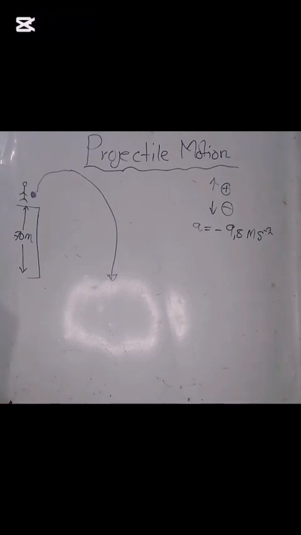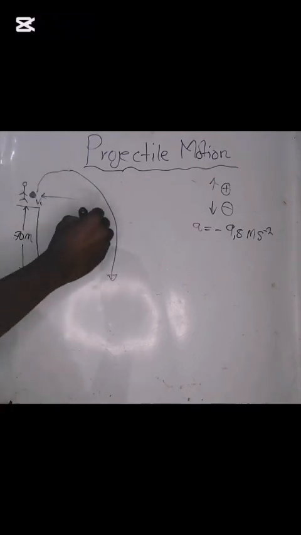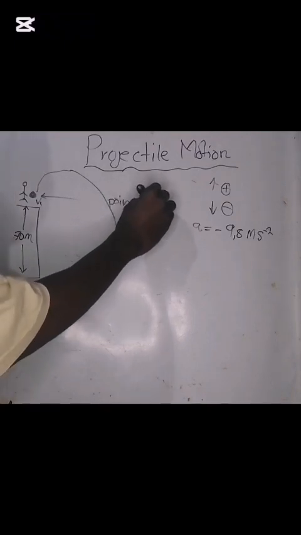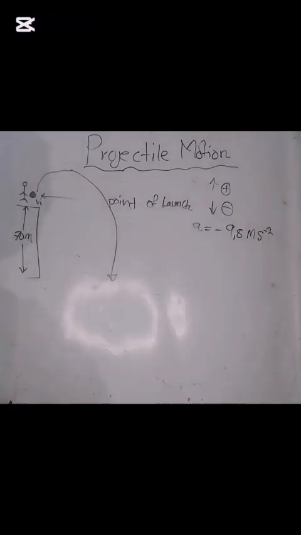So, the points that you have to keep in mind when you are dealing with projectiles: the first point is where the ball is being projected upward. The first point is called the point of launch. This is where the boy initially launched the ball upwards.